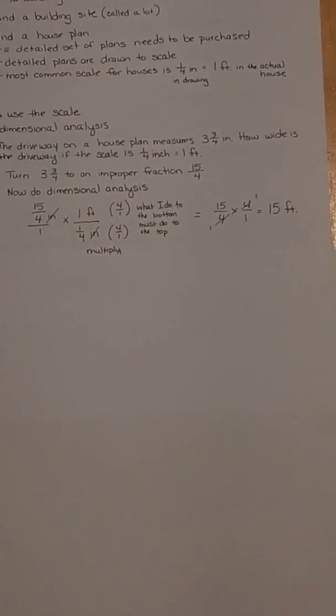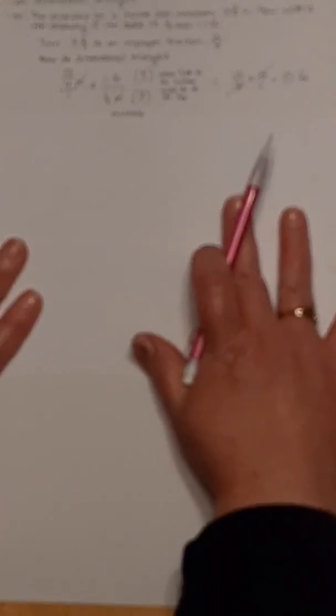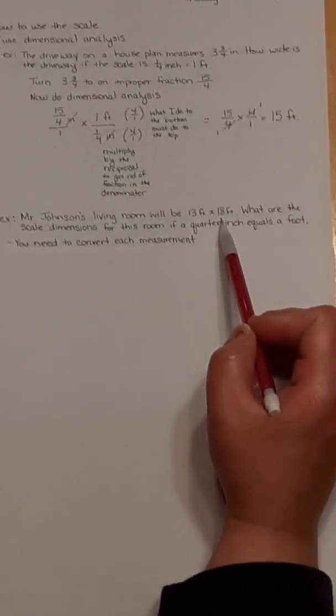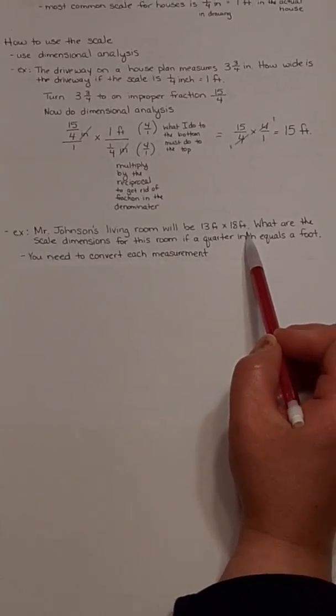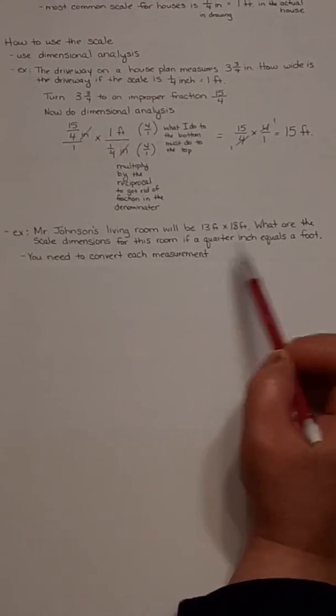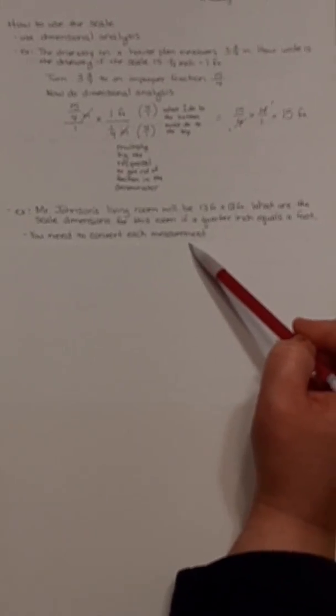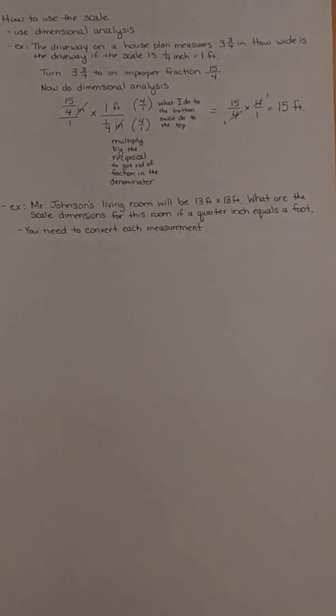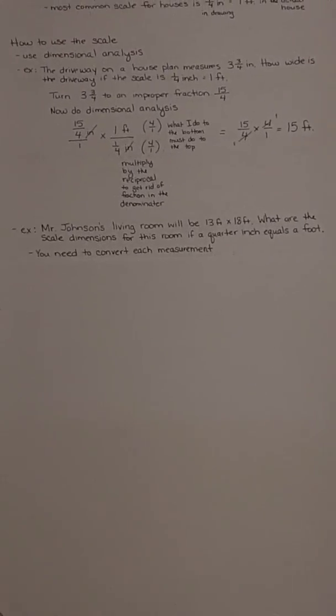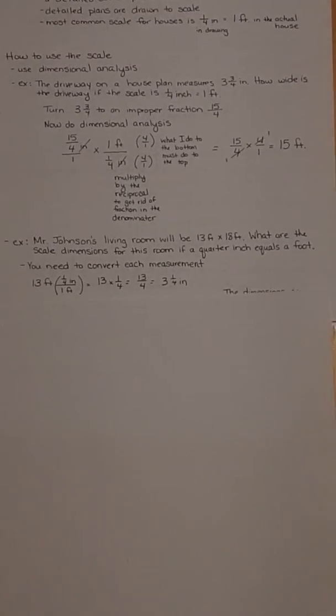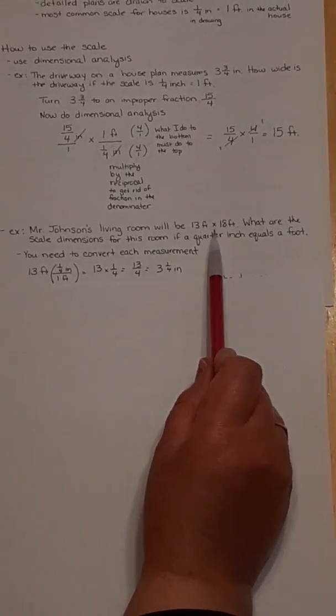Okay, so now let's use this information to help us with the building of a room size. And so here we have our example that Mr. Johnson's living room is going to be 13 feet by 18 feet. And we want to know what the size is going to be in our scale drawing. So we're going to do exactly like we did up here at the top. We're going to do a dimensional analysis, and we're going to use the same scale, the 1/4 of an inch to a foot. So because I have two measurements here, I have to treat them separately.